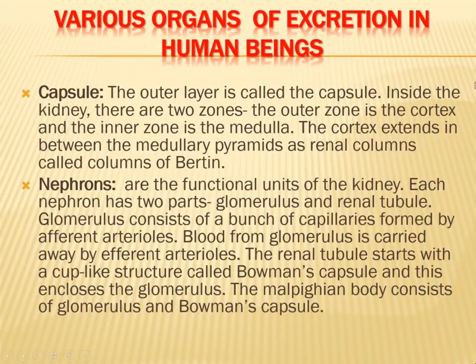Here are the various organs engaged in excretion in human beings. The outer layer is called the capsule. Inside the kidney there are two zones. The outer one is known as the cortex, and the inner one is known as the medulla.